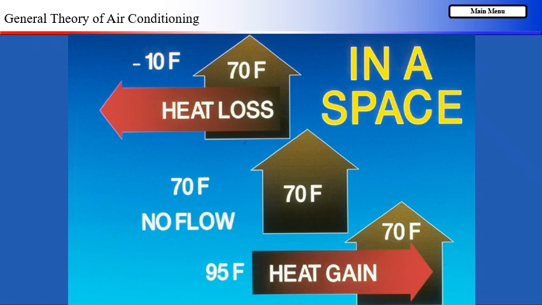In an occupied space in a cold climate, heat will flow out. This is a heat loss. If the indoor and outdoor temperature are the same, no heat will flow. There is neither heat loss from the space nor heat gain into it. When it is hot outside, heat flows from the hotter outdoor air into the cooler indoor air. This is a heat gain.